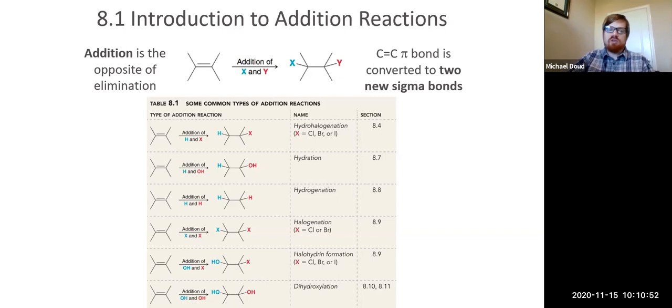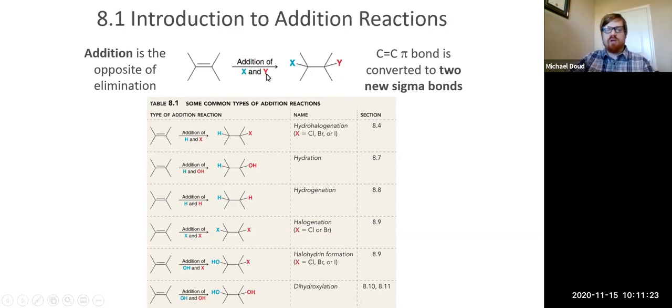In an elimination reaction, you have two carbons, one carbon has a halogen bonded to it, the other one has a proton bonded to it. The proton is deprotonated, the halogen leaves as a halide, and you end up with a pi bond in the middle. So it's like you have X and Y bonded to two neighboring carbons, and you end up over here with a pi bond. Addition is the opposite. This is where we're going to take a pi bond and add two atoms to it. We'll just call these generically X and Y for now.